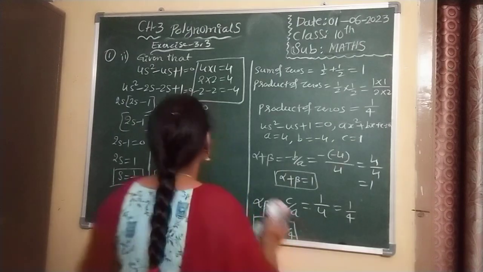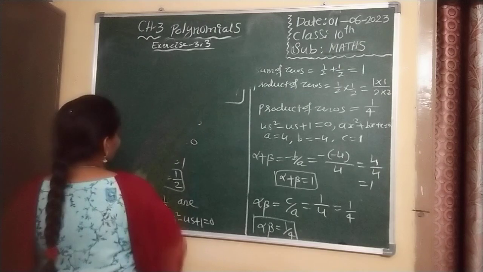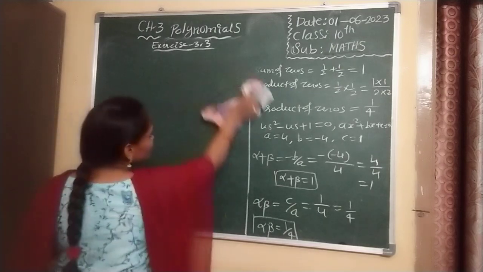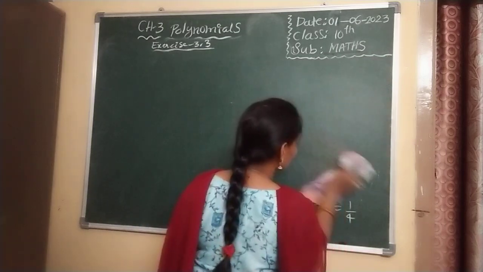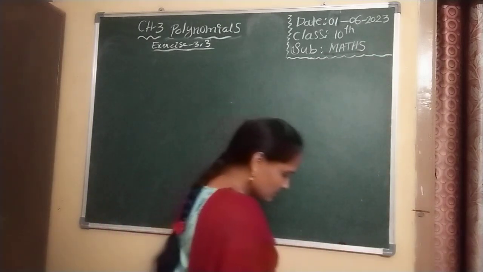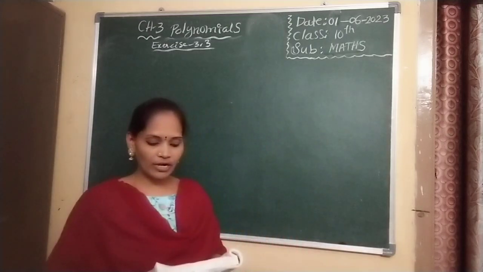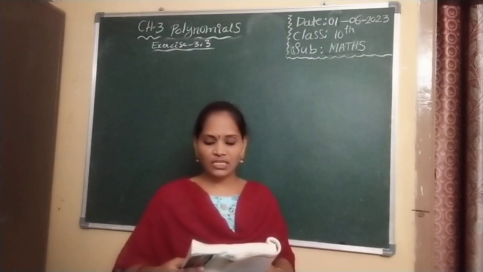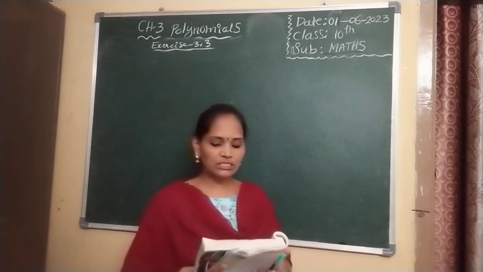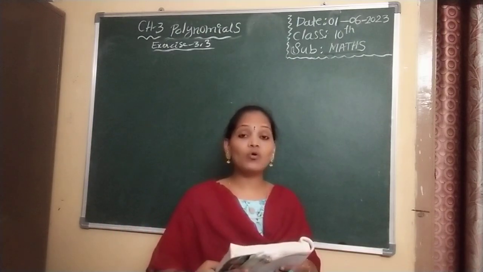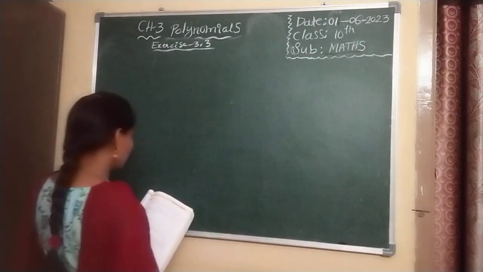Now the second question, very easy only, right? This is easy and interesting also. Let me read it before solving. Find the quadratic polynomial in each case with the given numbers as the sum and product of its zeros respectively. Find the quadratic polynomial, in each case with the given numbers.